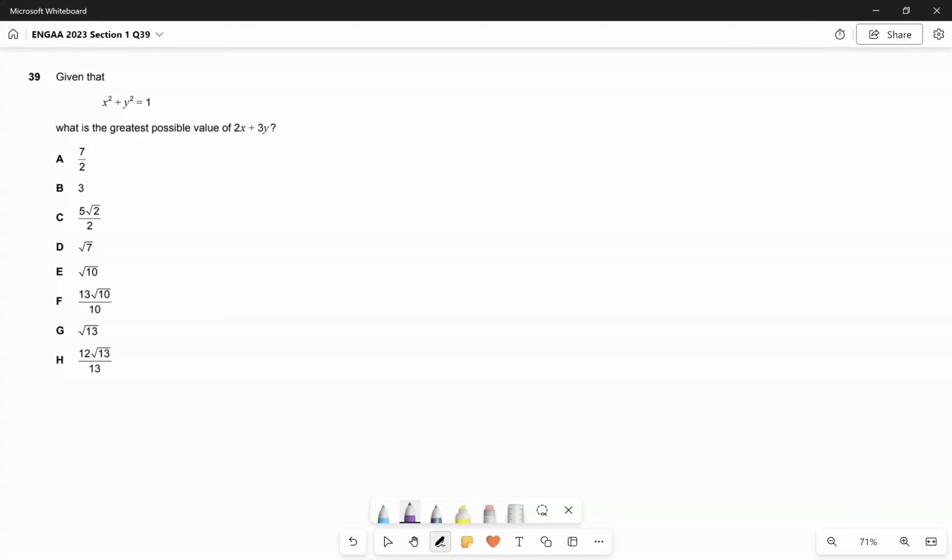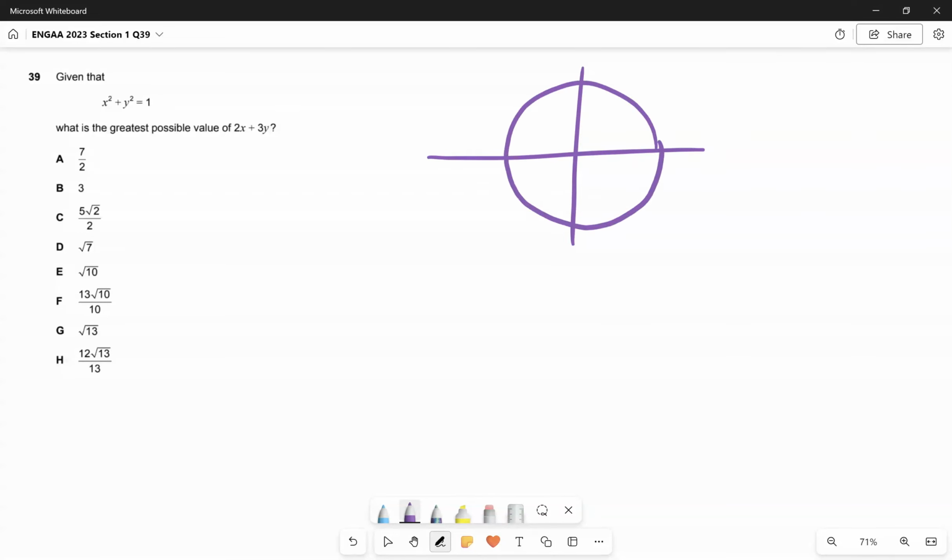Given that x squared plus y squared is equal to 1, this is a circle, what is the greatest possible value of 2x plus 3y? So there are two ways that I think you could go about this question. One of them is quite slick, and the other is, I'd say also quite slick, but closer to what you do at A level, so closer to brute force, or the methods that you might have been more accustomed to.